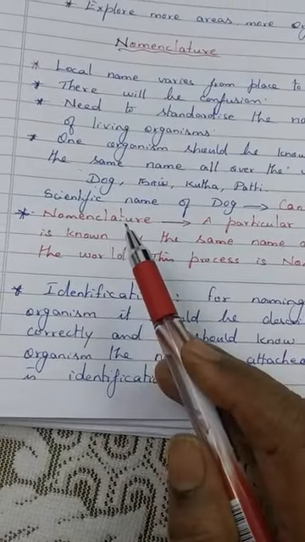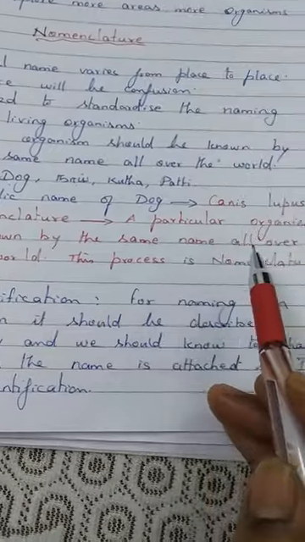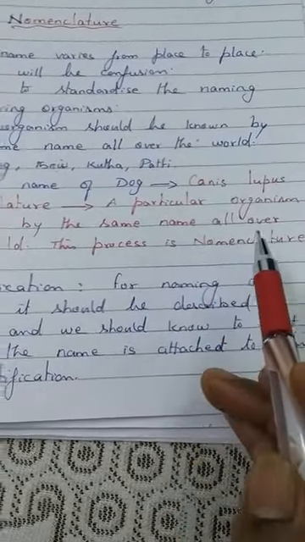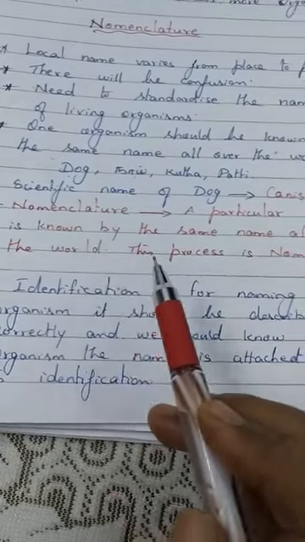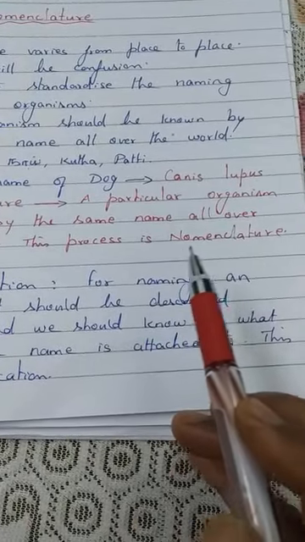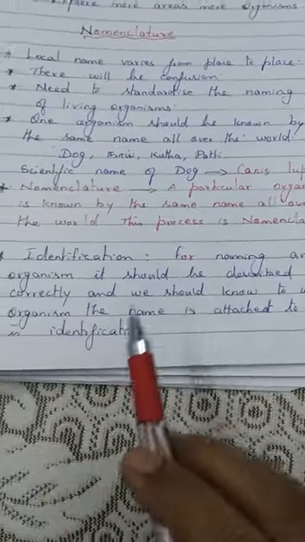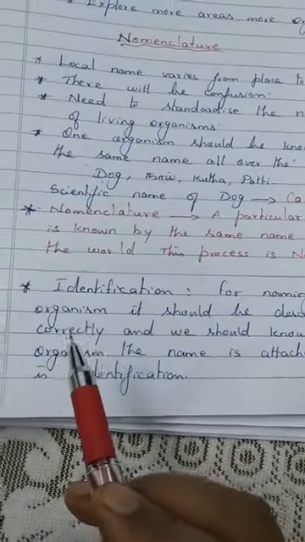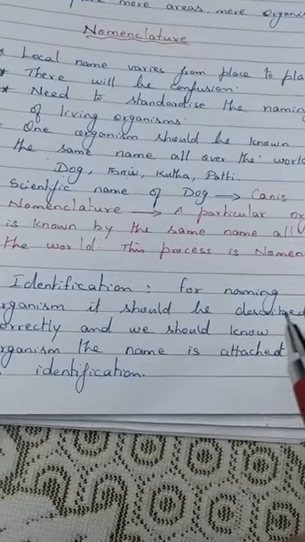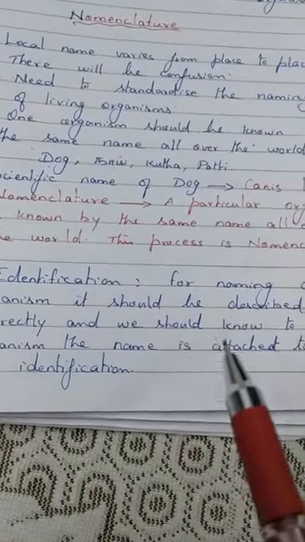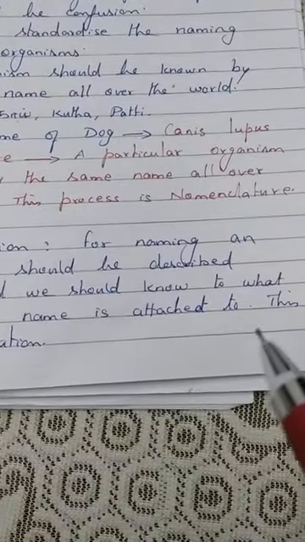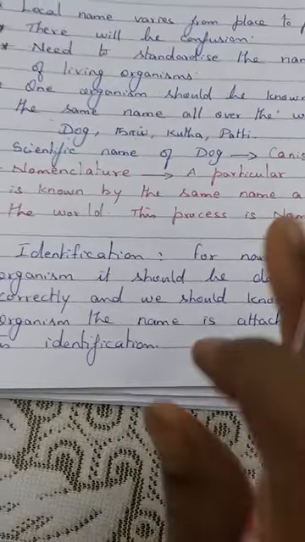What is nomenclature? A particular organism being known by the same name all over the world. This process is known as nomenclature. And then identification: for naming an organism, it should be described correctly and we should know to which organism the name is attached. This is called identification.